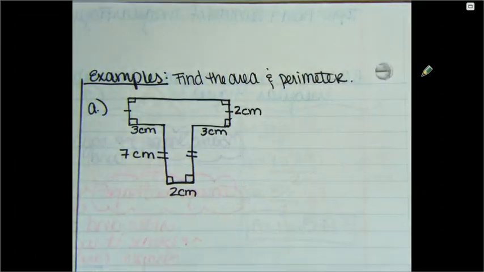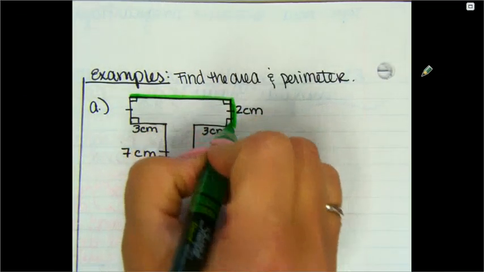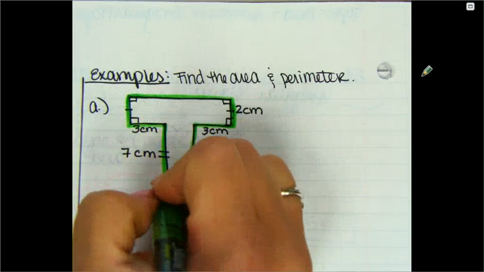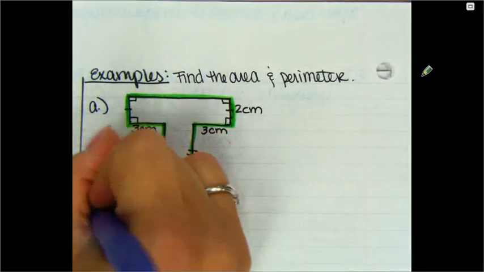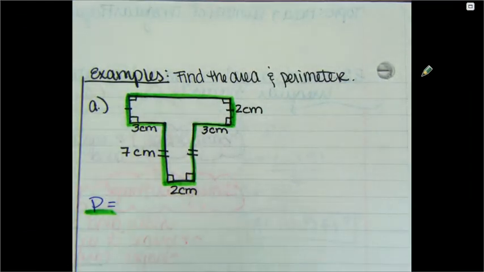Alright, we're going to find the area and perimeter. So I told you on the other side that the first thing we're going to do is highlight the perimeter. So take a highlighter and highlight your perimeter. Perimeter is located where? On the outside. Like that, yes? Make sense? Okay. So perimeter is my green one.